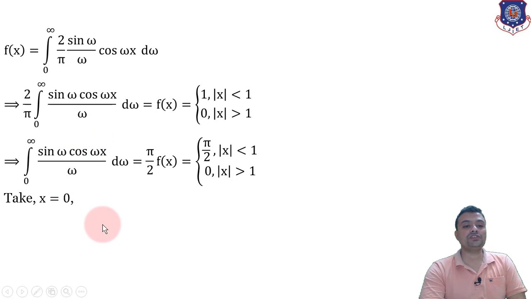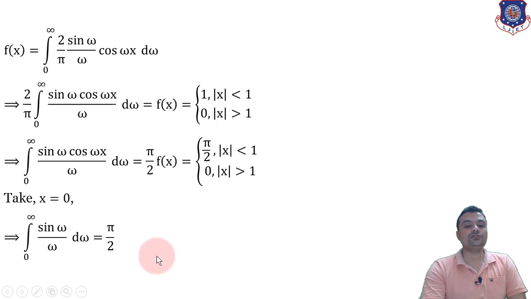So if I take x equals 0, this integration will be sin omega by omega d omega equal to, and as x equals 0 is in this upper range, my answer will be pi by 2. So you can see that we figured out the integration of 0 to infinity sin omega by omega d omega as pi by 2. If you try to solve this integration, 0 to infinity sin x by x dx, using any of your regular traditional methods, you won't be able to find the answer. This is the reason why Fourier integral is very useful.